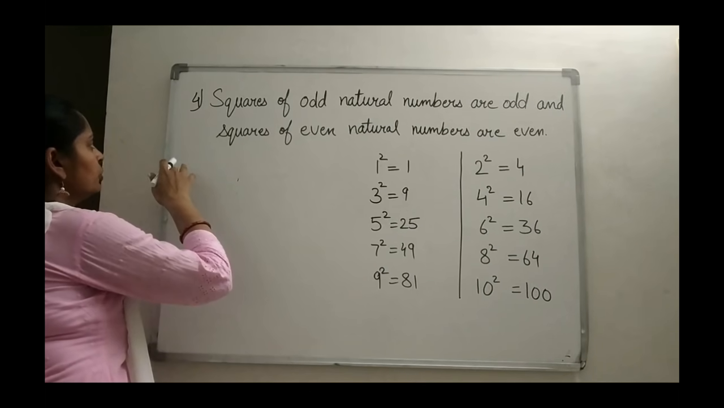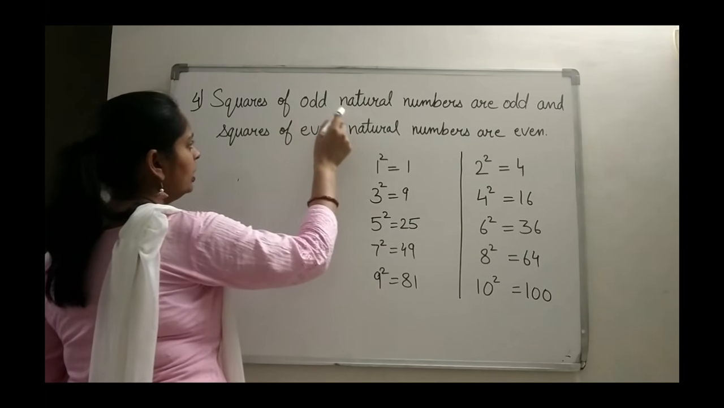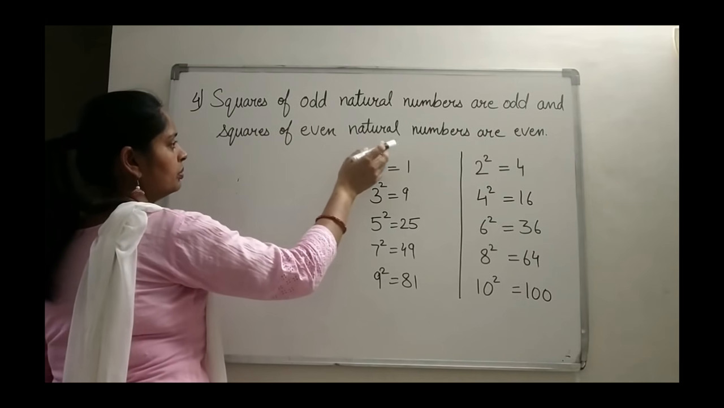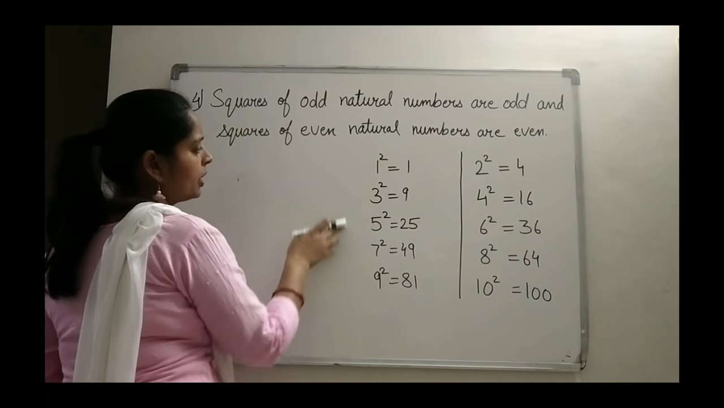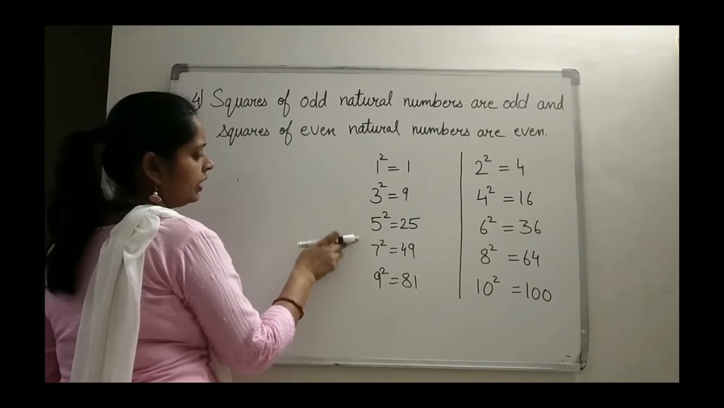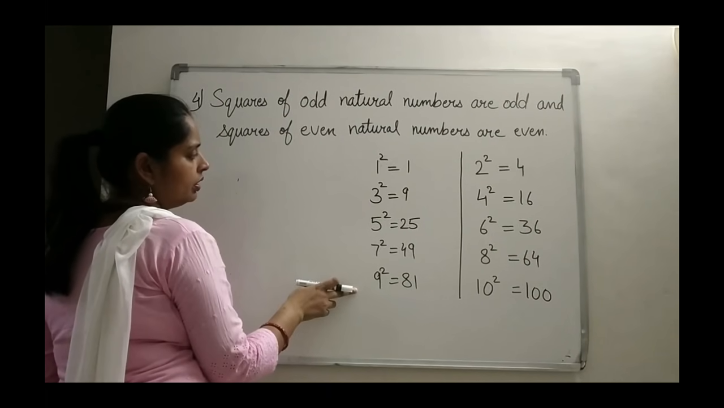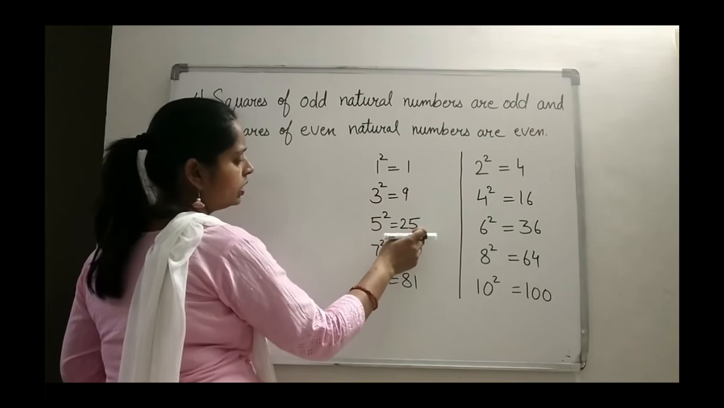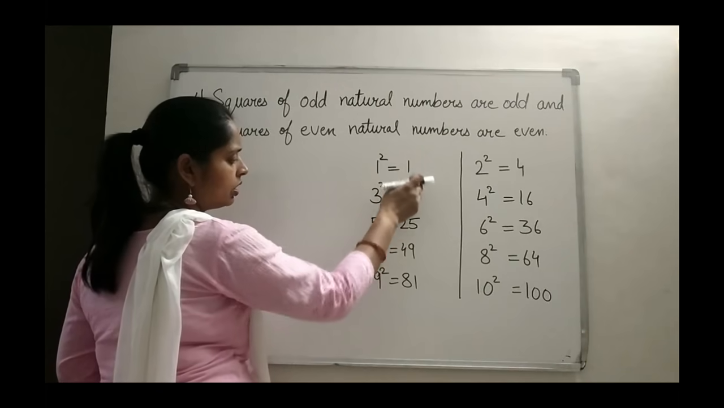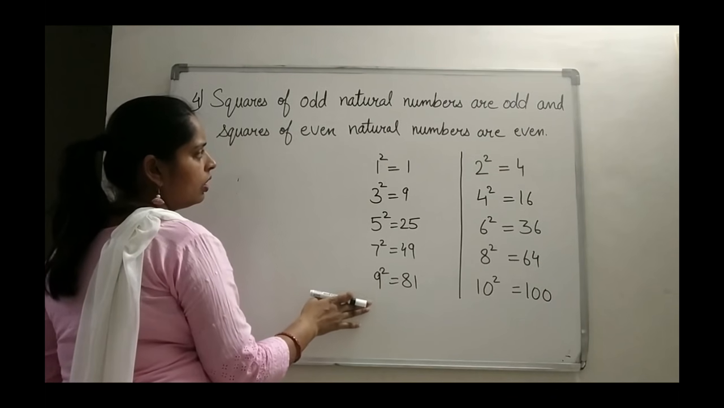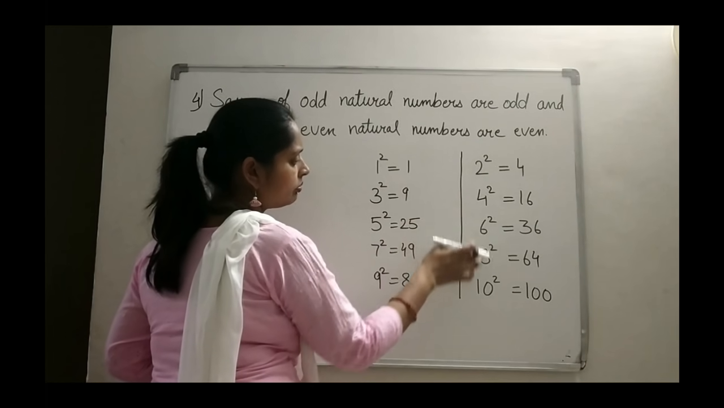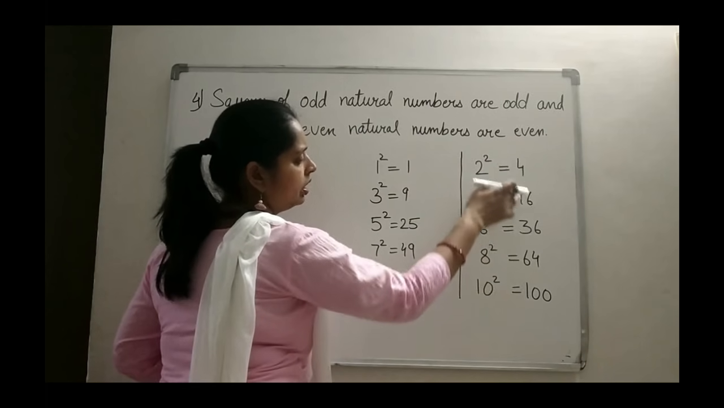Now the fourth property: squares of odd natural numbers are odd and squares of even natural numbers are even. You can see here I have numbers like 1, 3, 5, 7, 9. These are odd numbers, and the squares of odd numbers are 1, 9, 25, 49, 81. These are all odd. So squares of odd natural numbers are odd and squares of even numbers are even.